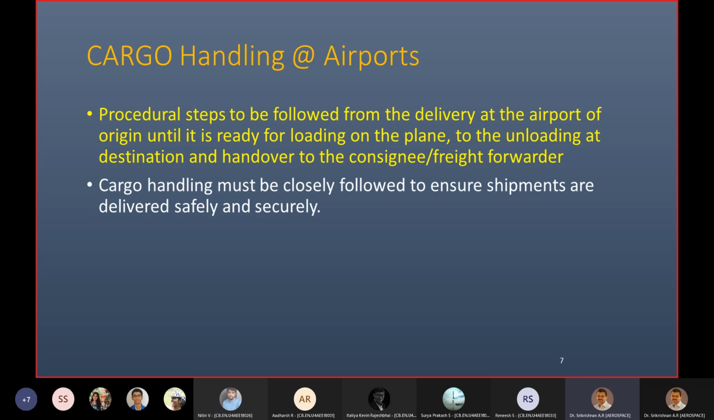Now, the procedures apply also at the destination airport. That is where it is going to be unloaded from the aircraft and handed over to the consignee, the person who is going to forward it next, or to carry it next. So procedural steps from booking to loading, carrying, unloading, and handing over to the consignee, all the way through this process. The documented steps to be stuck to are referred to as the cargo handling procedure at the airport. And these have to be followed very strictly in order to ensure the safety and security of the transfer of goods.